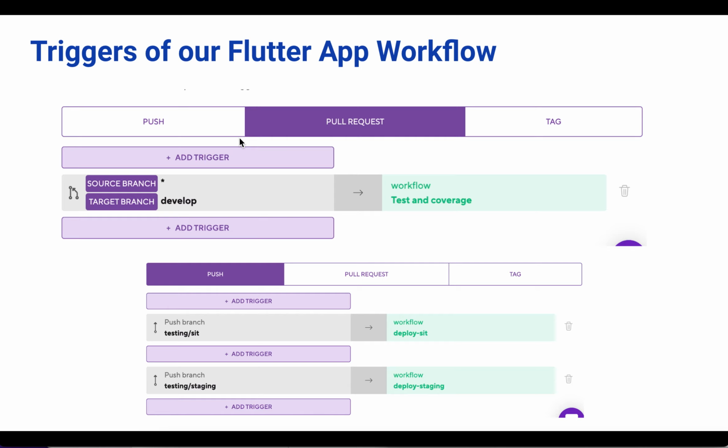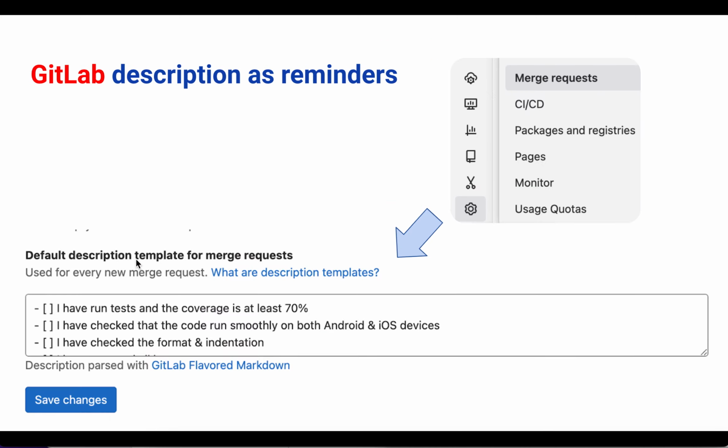For example, as I told you earlier, we set the test and coverage workflow to run every time someone creates a merge request, or in some places you may call it a pull request, into a branch called develop. And for the deployment, I would like it to run when we are pushing on the deployment branch. Well, that's it for Bitrise that we are using.